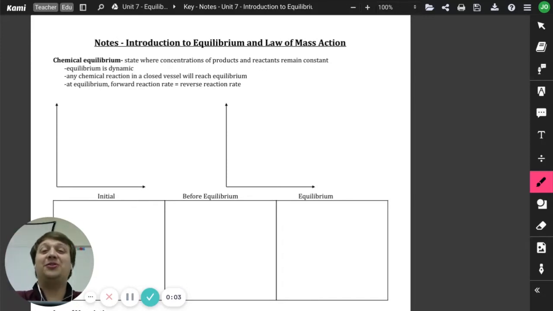Mr. Oglesby here. So today we are going to be continuing, or starting actually, our Unit 7, which is going to be over equilibrium. Now for this, we are going to be working with calculators. So you will need to make sure you've got your calculator.